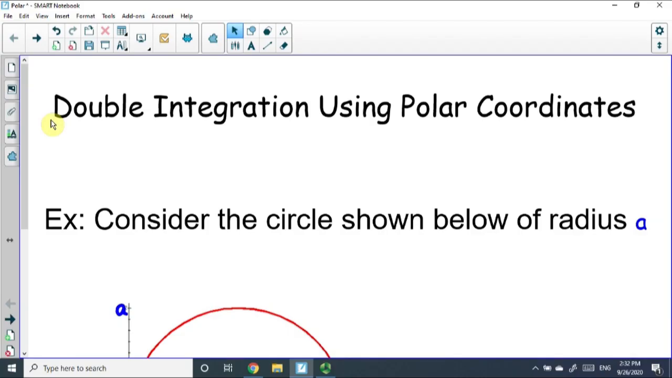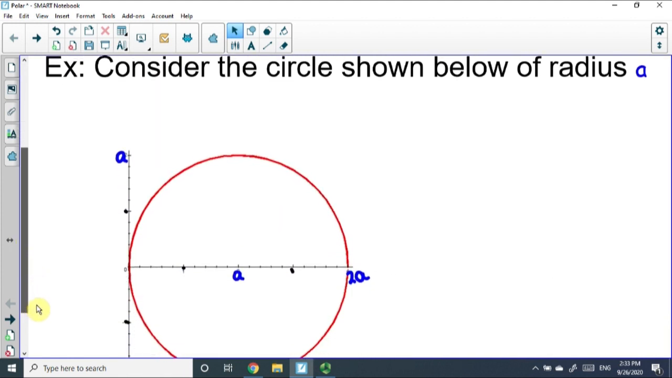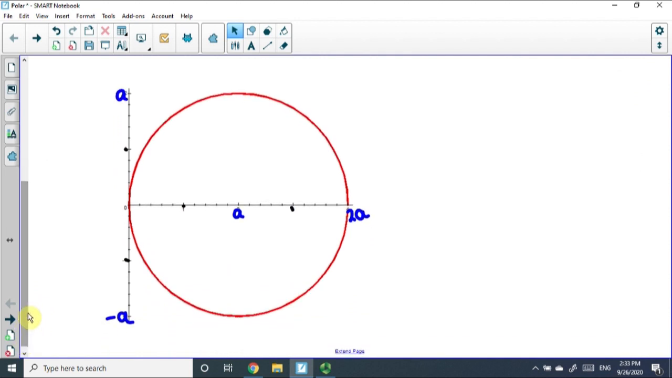Hi everybody. In this video, we will try to learn how to use polar coordinates to calculate double integration through an exercise. The exercise says that there is a circle of radius A, and it is shown here. You can see the circle is not centered at the origin. It is shifted to the right.